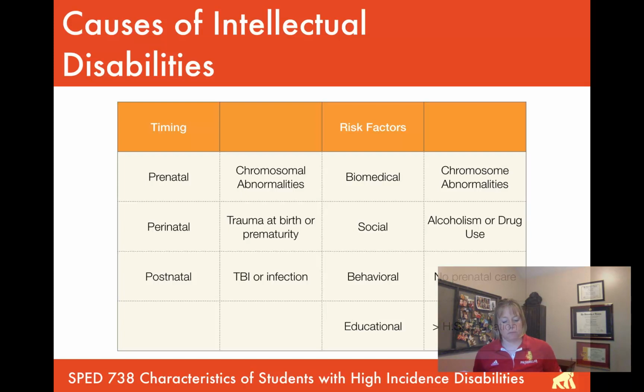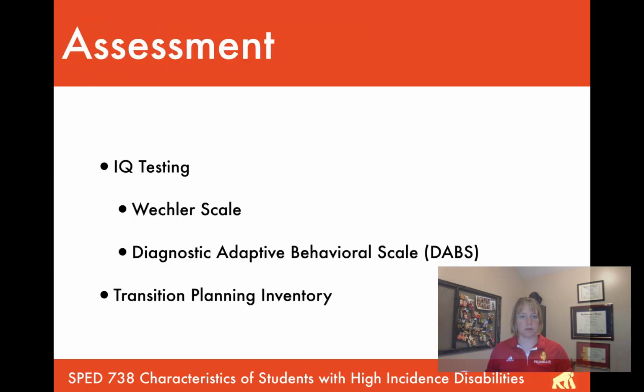Socially, we know that if a mom uses alcohol frequently, has alcoholism or drug use during pregnancy, that can contribute to an intellectual disability. No prenatal care can also impact that. And the other thing that research has shown is tying in mothers who have less than a high school education, so they didn't earn their high school diploma, are more likely to have a child with an intellectual disability. So I think it's kind of important to understand these causes just because it gives you a little bit of background when you're working with these students on maybe what contributed to their intellectual disability.